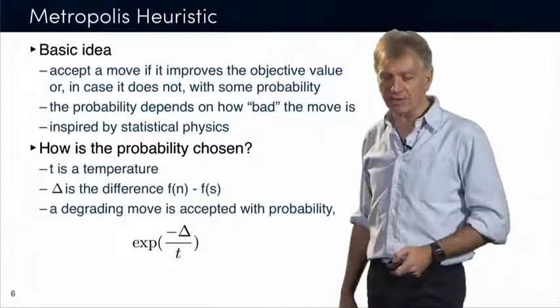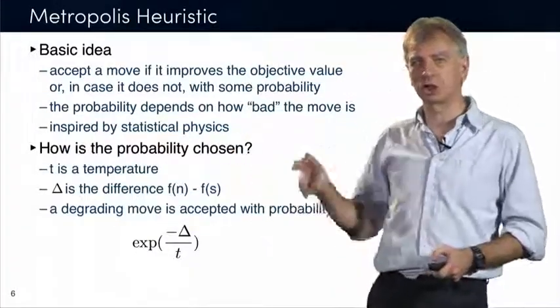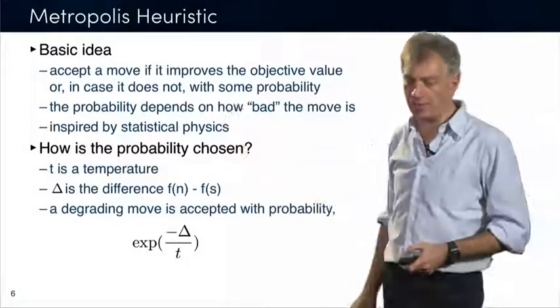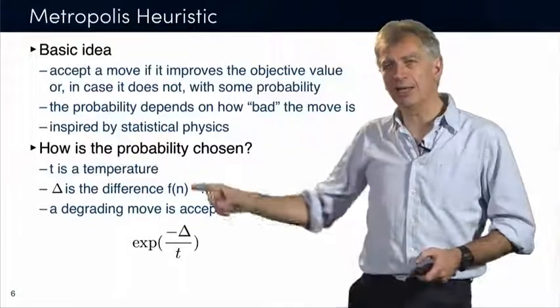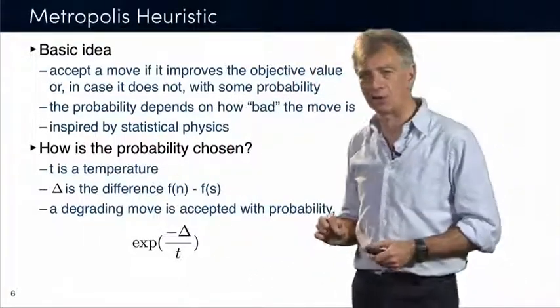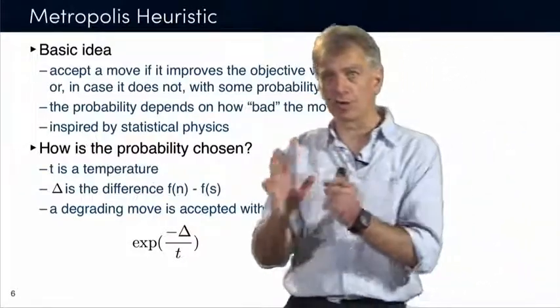Okay, so this is essentially the way you're going to do it. The probability is chosen using two things. A temperature, you can ignore it right now, we'll talk a little bit about it afterwards. And then the key aspect here is the delta, the difference between the value of the objective function of the neighbor and the current value of the objective function.